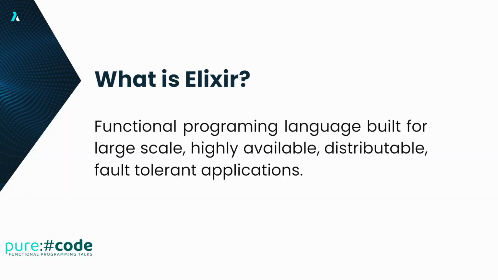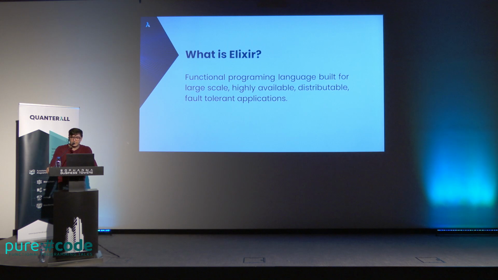And first, we have to see what is Elixir. Elixir has this explanation that it's a functional programming language built for large-scale, highly available, distributable, fault-tolerant applications. And that's a mouthful. Although it sounds like these features are coming from Elixir, they're actually inherited from the virtual machine, or Beam. Ricard actually mentioned it a little bit in his talk.